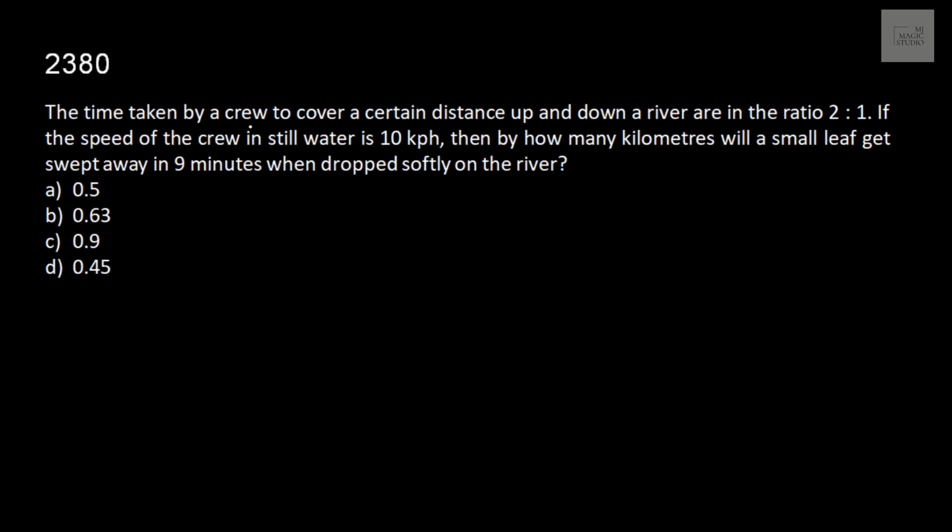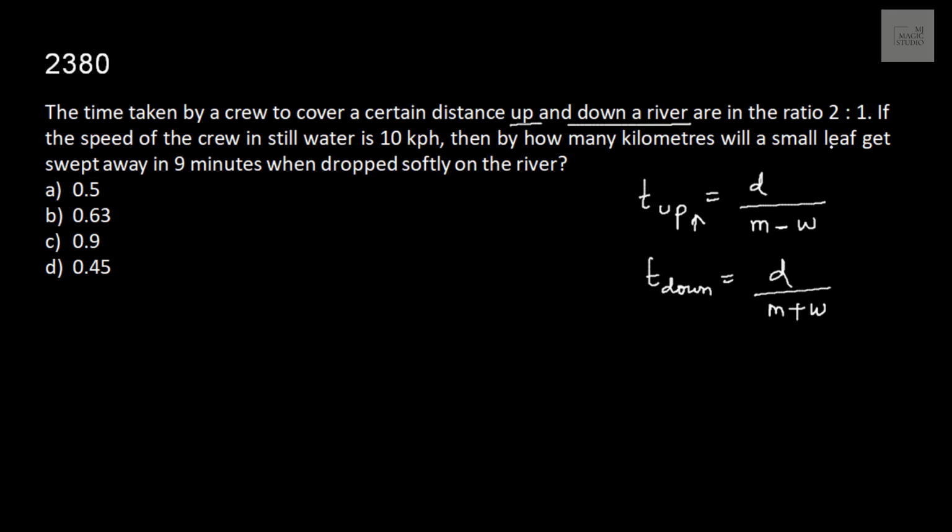The time taken by a crew to cover a certain distance up and down a river. Okay, that means upstream, downstream. Time taken to go up a distance is given by D upon man speed minus water speed, because when you are going up you would be facing resistance, and the time to come down would be D upon M plus W. Now this ratio is given as 2:1. Up and down time ratio is 2:1.